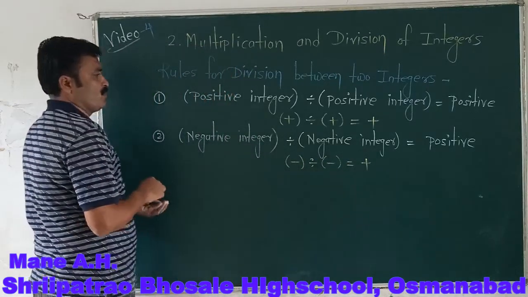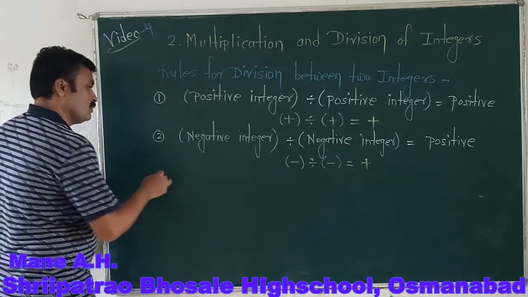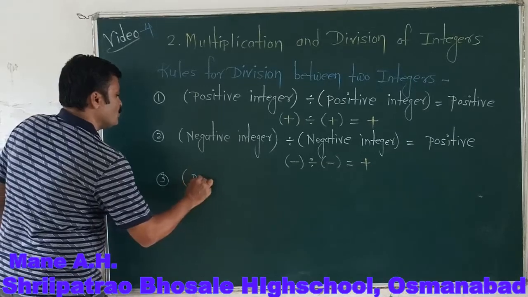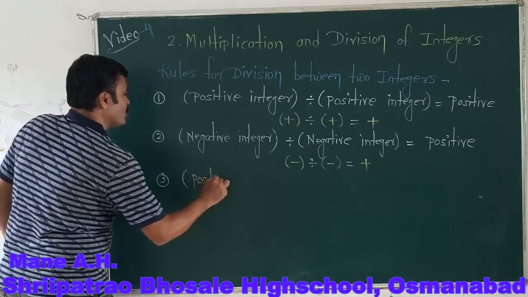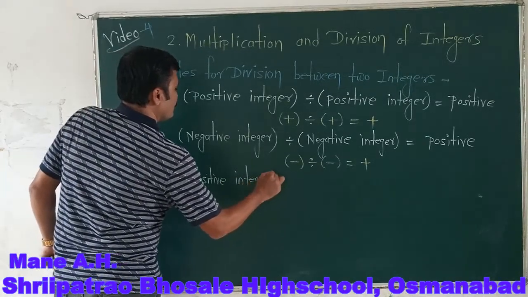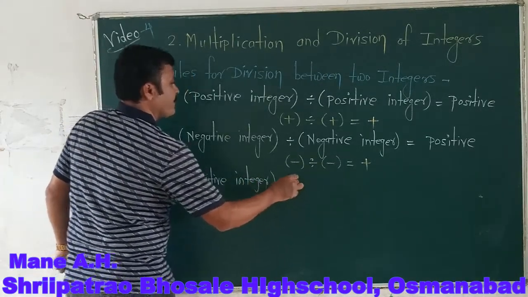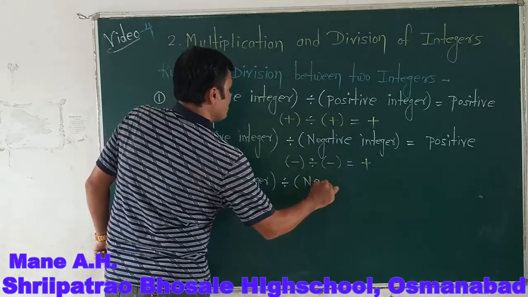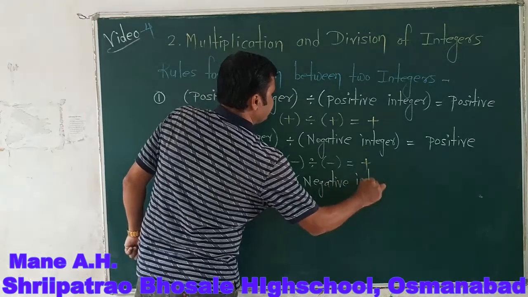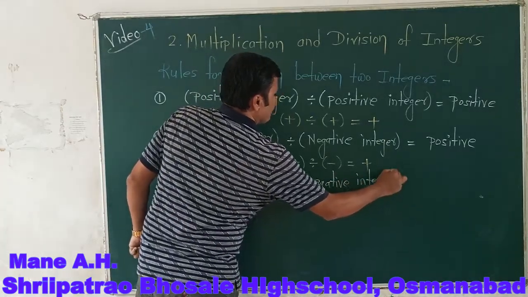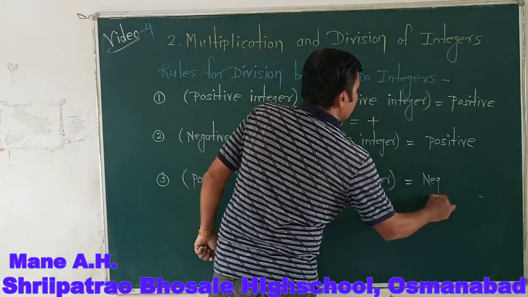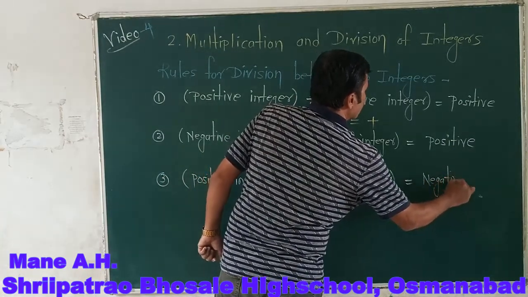Important. And third rule, that is, positive integer divided by negative integer. The quotient of such a division is always negative, a negative number.